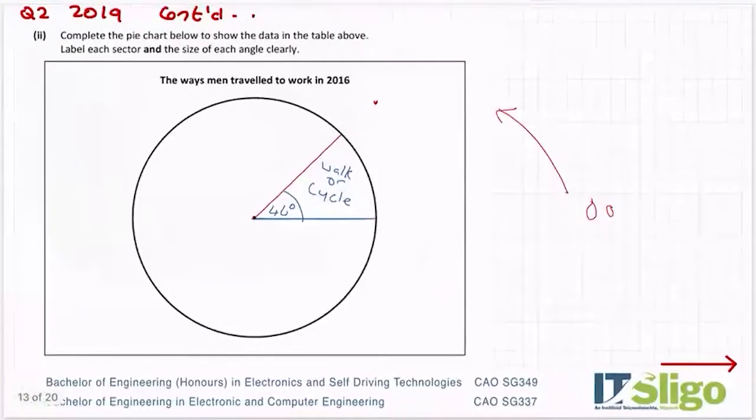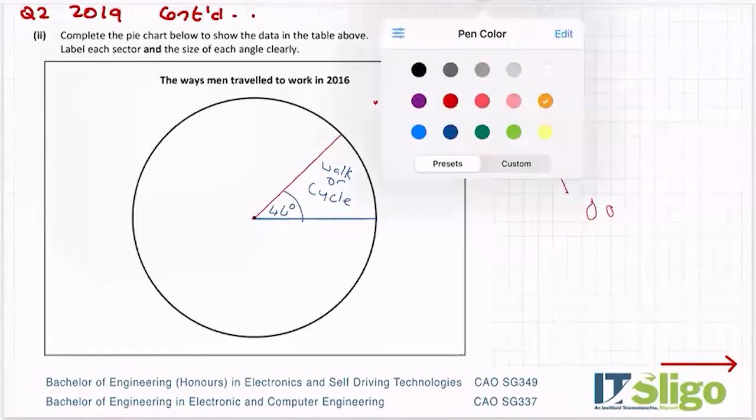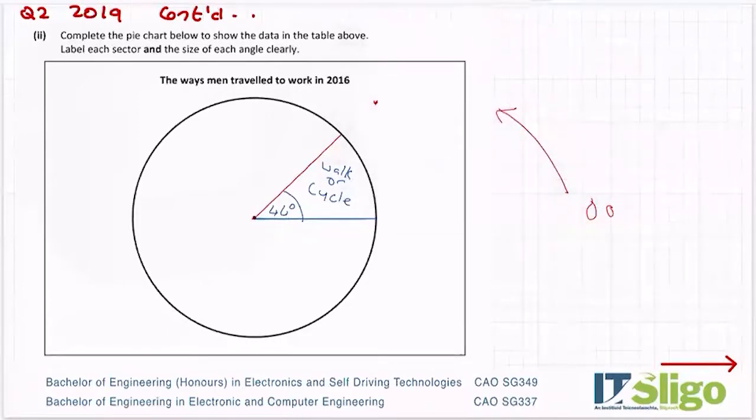So 30 degrees is my next angle. Again, the bottom of my protractor is on that red line now. Let me change it to a different color. Let's go purple for the next one. I need a 30-degree mark. My protractor keeps slipping on this screen of the iPad. Anyway, you'll get the gist.